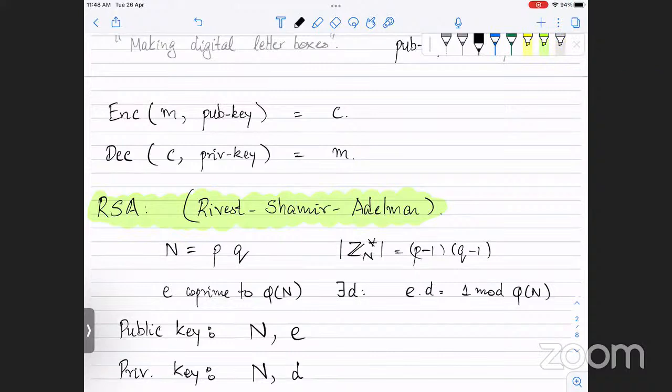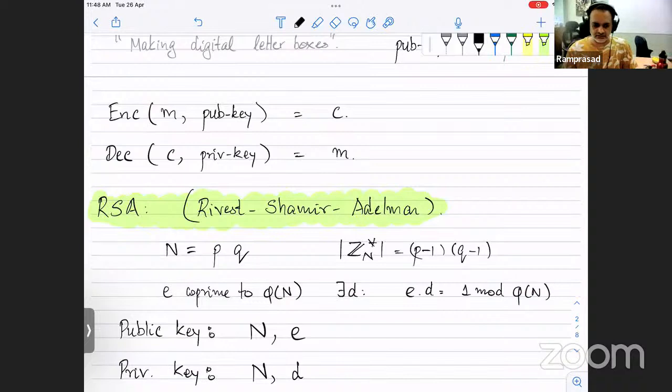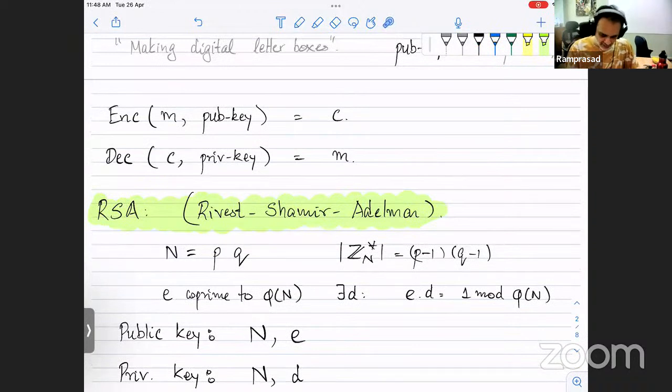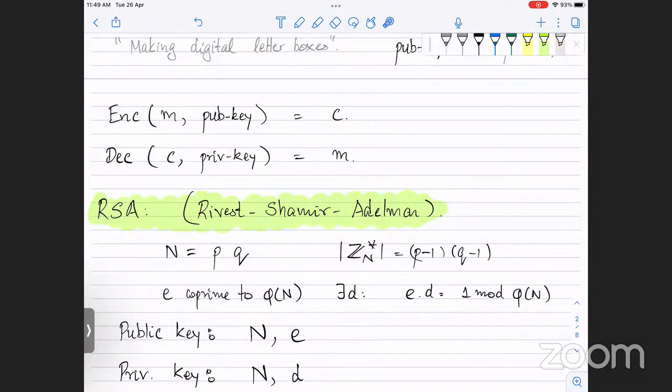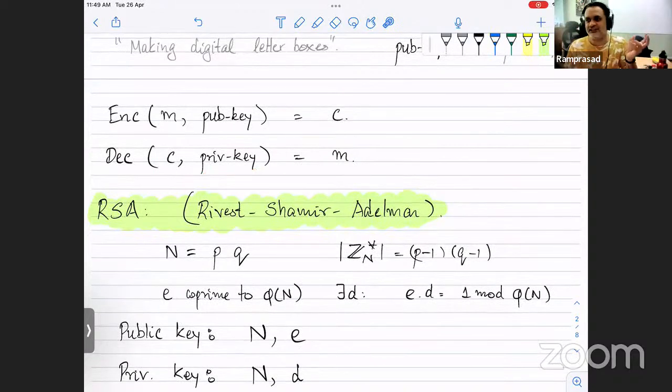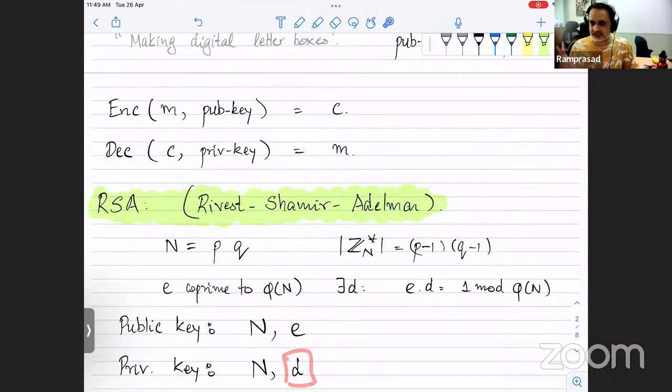Is this clear? Why N is in the private key? I mean, N is public and private. I'm writing N in the private key also because this function I'm going to now define will use N inside. The way I have defined it is something that takes a ciphertext and some potential key and decrypts. And I'm just saying for decrypting, I will need to know what D is and what N is. So N is already public. Putting N in private is more of a technicality for our definition. But it's important that this D is hidden from the world.